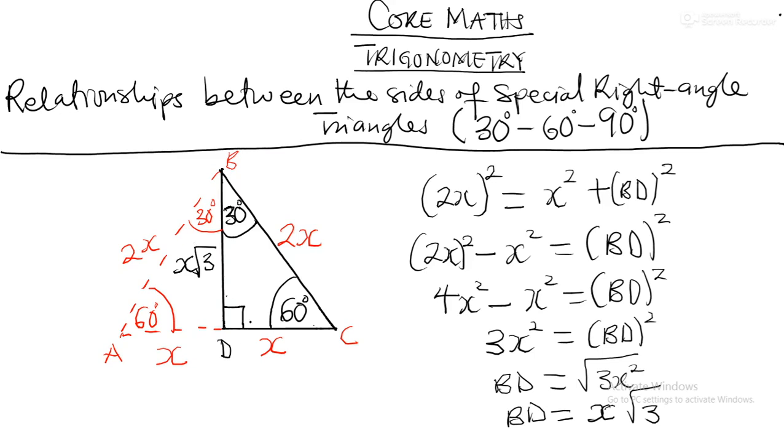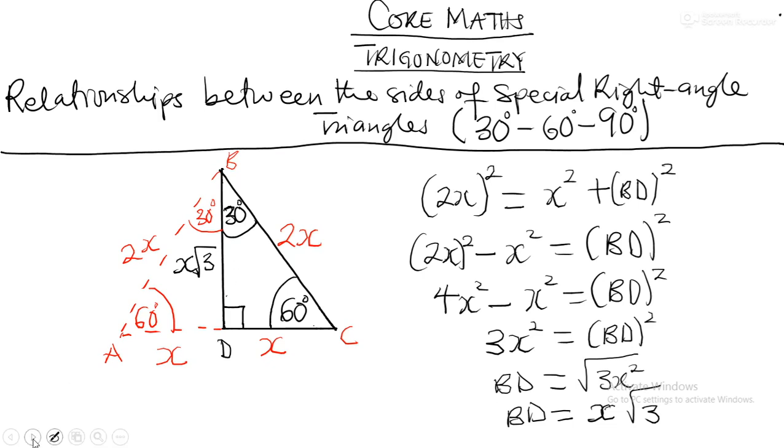So basically, if you know the smallest side, you can get the other two sides. If the smaller side is x, then the hypotenuse will be twice the x, and the adjacent will be √3 times the x. Good. We also looked at the fact that we get this from an equilateral triangle. So the 30, 60, 90 right angle triangle is derived from an equilateral triangle.